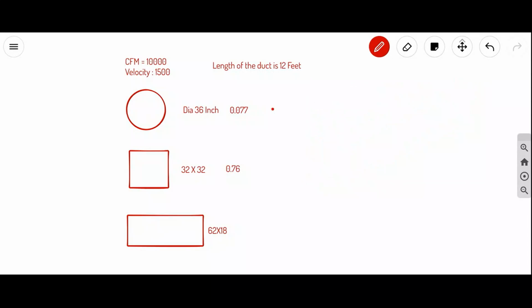So the surface area for this is πdL, π by 4... πdL. Area is πd into length.